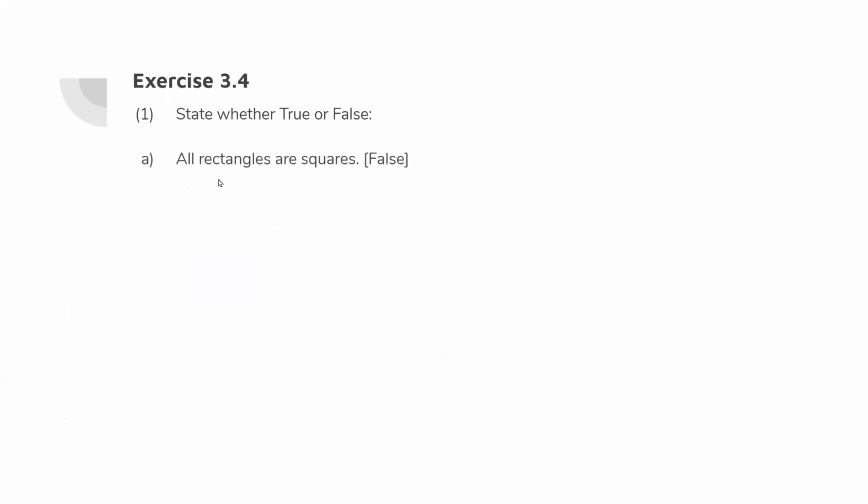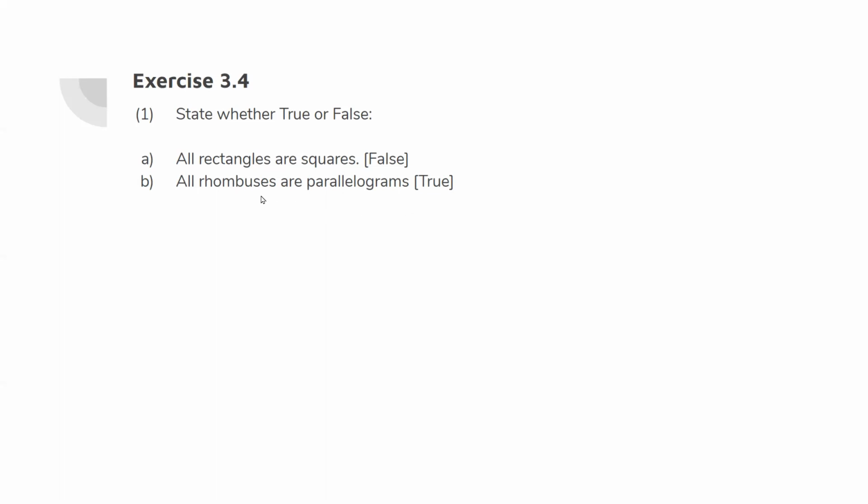Now we are going to solve exercise 3.4. Question number 1, state whether true or false. First one, all rectangles are squares. It is false. All rectangles are not squares because in a rectangle all sides are not equal. Second one, all rhombuses are parallelograms.